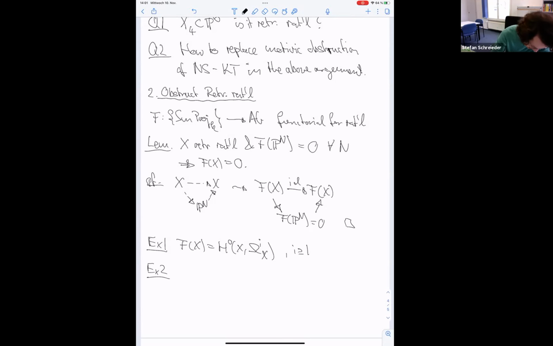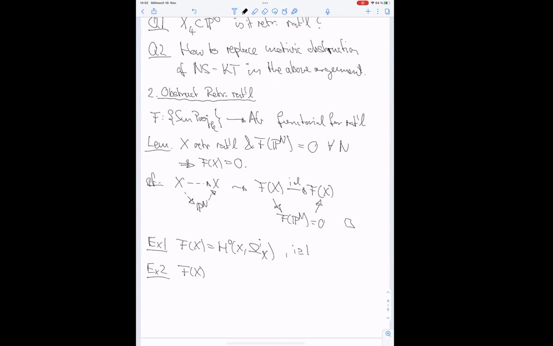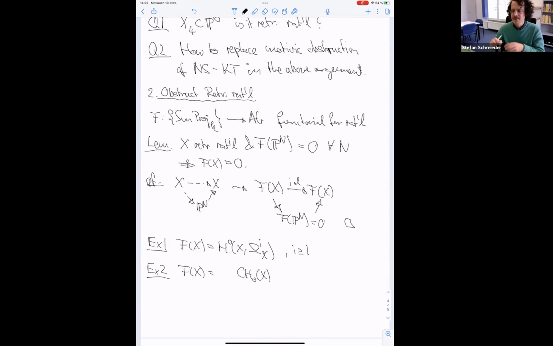Another example is the Chow group of 0 cycles, and this is because on a smooth projective variety, you can move all the 0 cycles always in general position. And if they are in general position, then you can pull them back with a rational map, because you can assume that they are supported where the map is actually defined. Now, the group of 0 cycles, so it is functorial for rational.